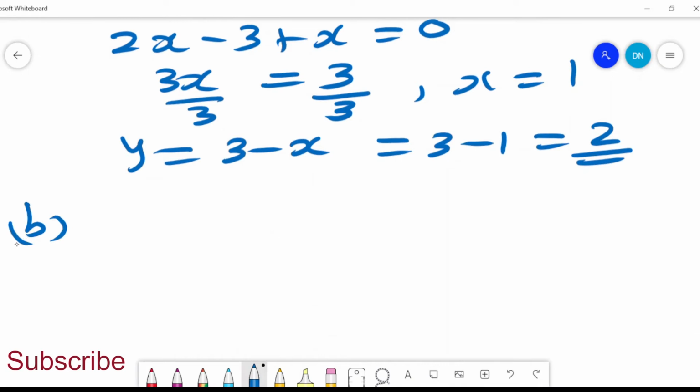Another example of a simultaneous equation, I can have an equation of this form.